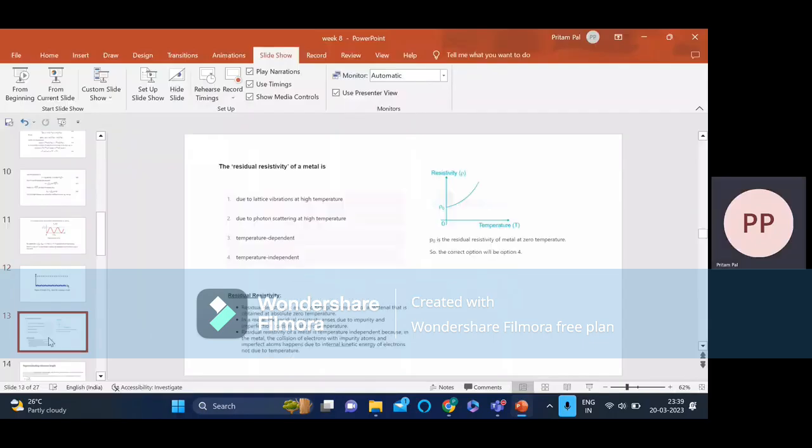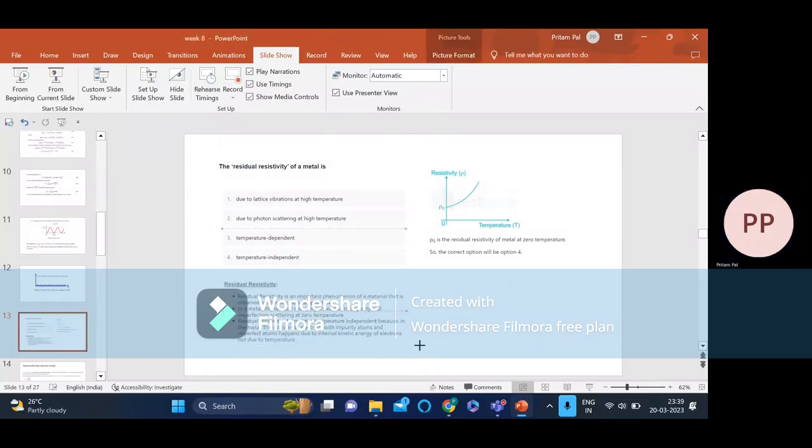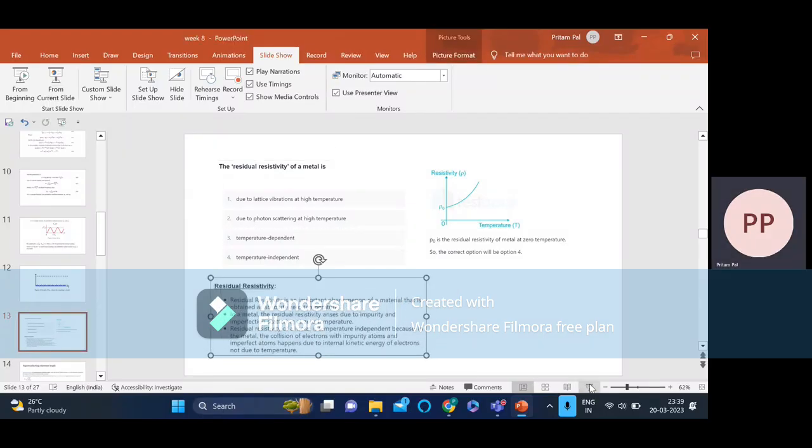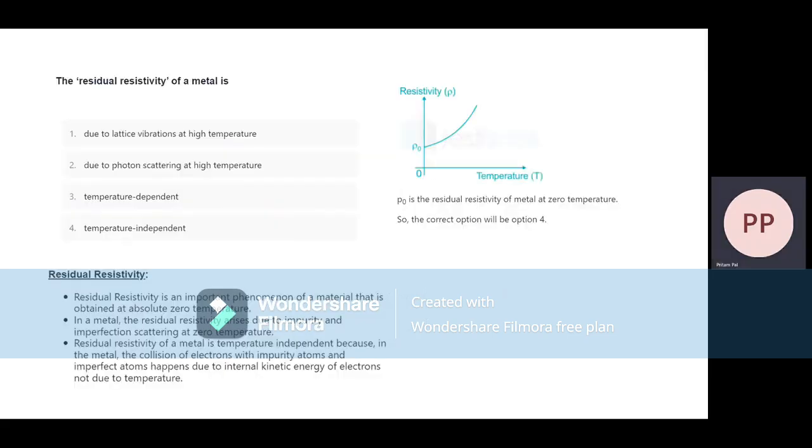Next I'll discuss the residual resistivity. In this question, it has been asked why the residual resistivity of the metal comes into the system. The first option is whether it comes from lattice vibration at high temperature, the second is phonon scattering at high temperature, and the third is whether it is temperature dependent or temperature independent.